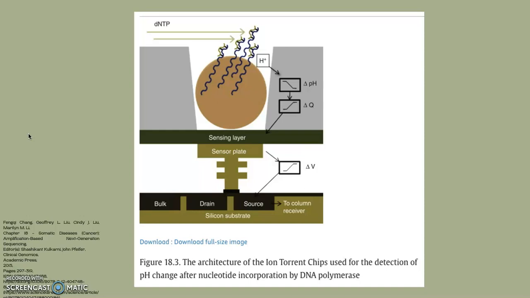Essentially, if a nucleotide is present, a base is called, and it is added to the DNA template and incorporated into the growing strand. The hydrogen ion is released, and the ion charge changes the pH of the solution, which will cause the chemical information to be translated to digital information through voltage.